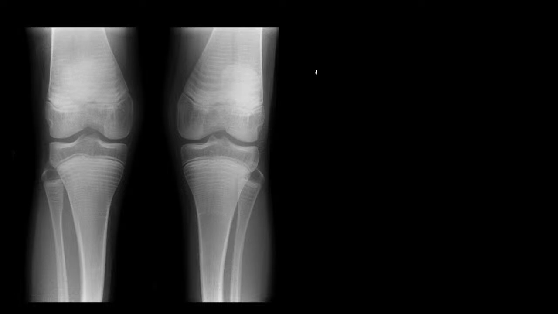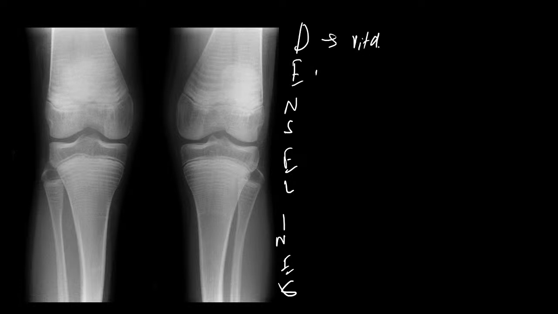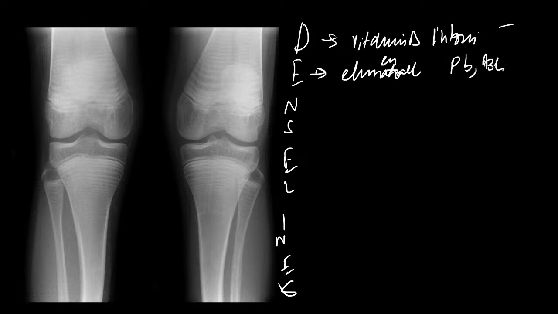I will tell you one mnemonic that you can remember. So the mnemonic is dense lines. Okay? So you can remember this mnemonic. D stands for vitamin D intoxication. Okay, vitamin D intoxication. E stands for elemental toxicity due to heavy metals like your lead, arsenic. Okay?